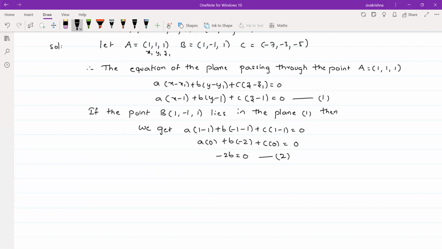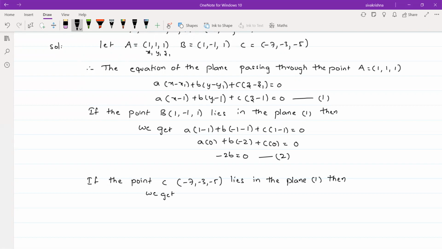And we are having one more point in the given problem. Suppose that particular point lies on equation 1. So once again I am writing, if the point C, which is (-7, -3, -5), lies in the plane, that is equation 1, then once again we have to substitute the x, y, z values as -7, -3 and -5 in equation 1. Then we get one more equation.